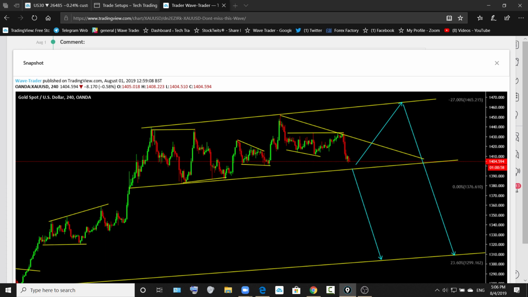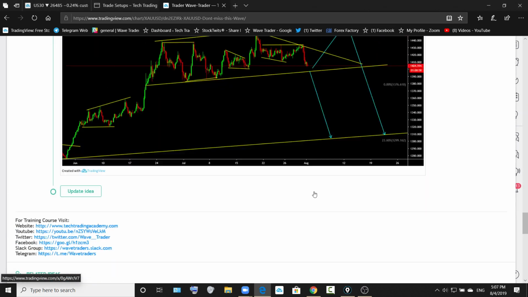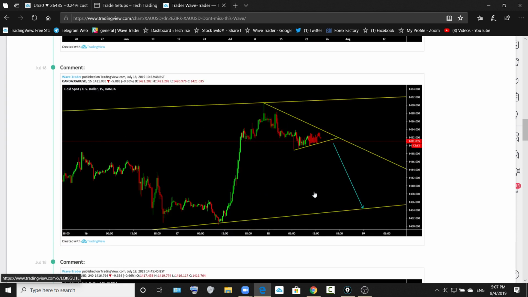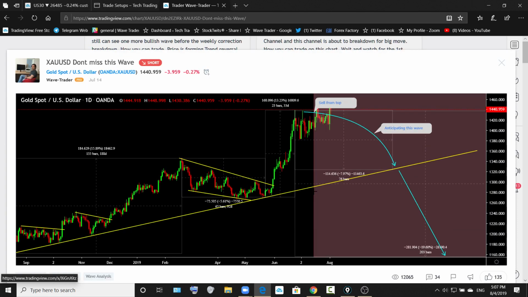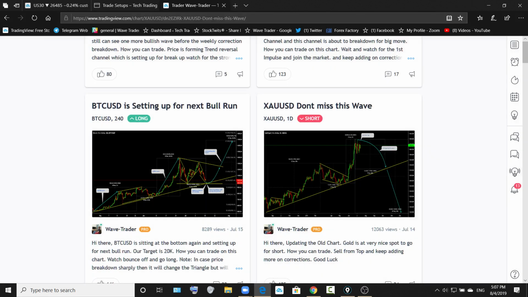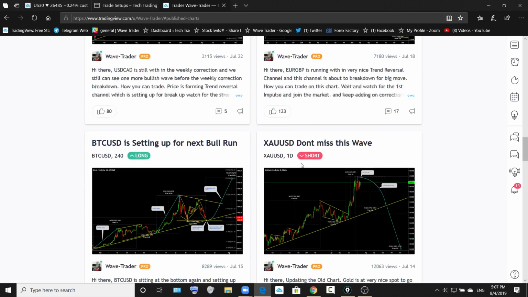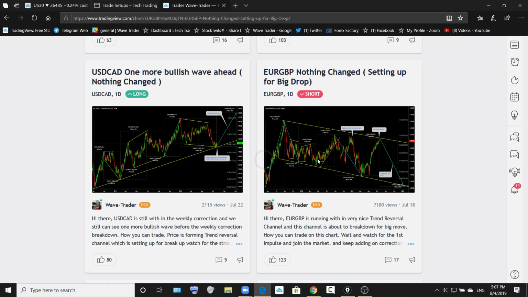There is a possibility that gold can form a flat formation as well, this flat formation for one more push up. But price is still going to stay within this channel, this ascending trend reversal channel. We call that the ascending trend reversal channel. Many people are not aware of that pattern formation. So that's the gold. There we have seen change.